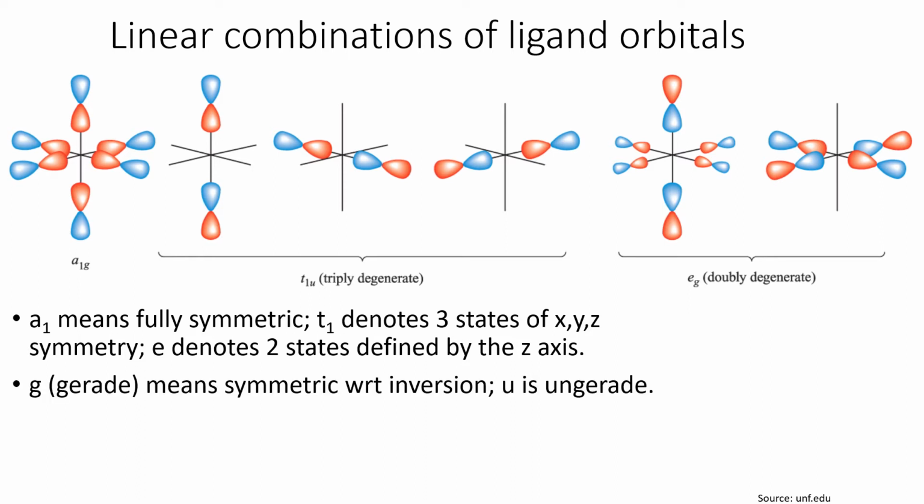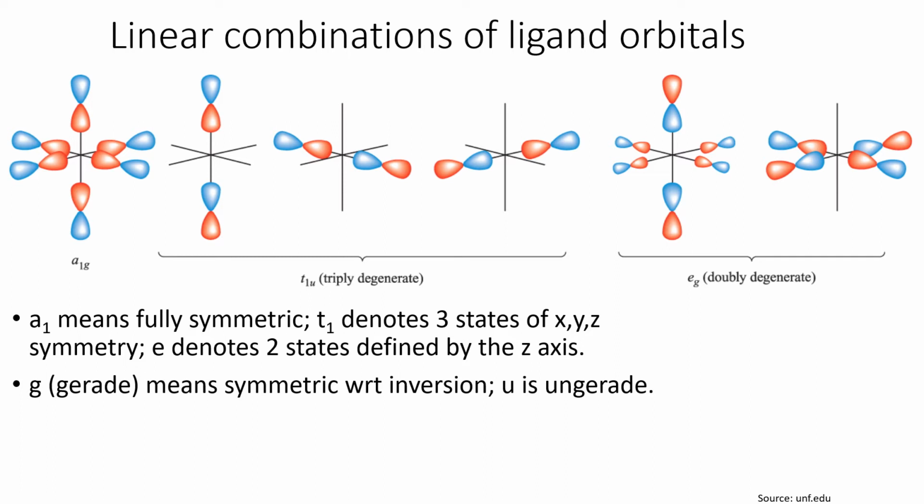Now, I haven't explained up until now about these letters G and U, but it's quite relevant here. These are German words, gerade, even, and ungerade, odd. And it's to do with the symmetry with respect to inversion through the origin. And actually this turns out to be a very significant symmetry in chemistry and in spectroscopy.